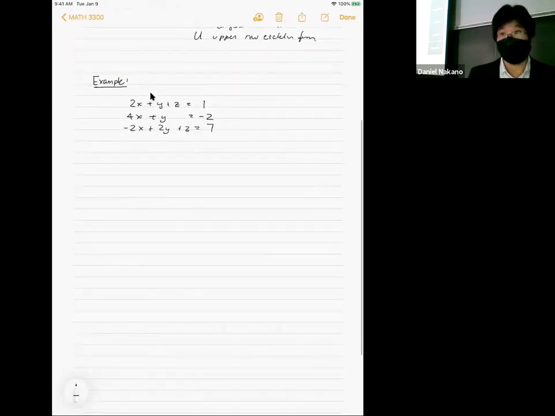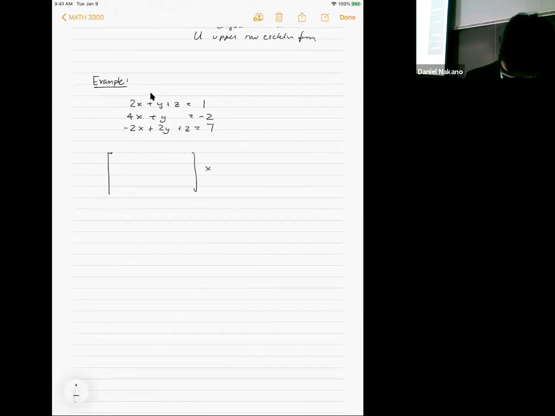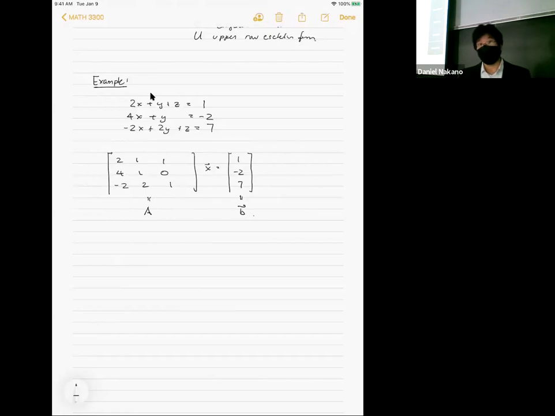As we know, we can write this as Ax equals b. We have the matrix A here, the x vector, and the b vector over here. Let's fill these in. A is 2, 1, 1, 4, 1, 0, minus 2, 2, 1, and b is 1, minus 2, 7. So this is A, and this is the vector b. The system of equations is equivalent to Ax equals b.